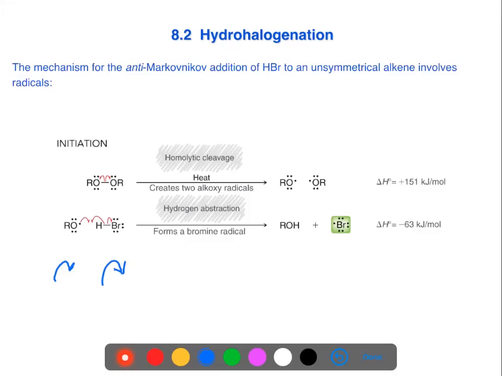And so the movement of a single electron, one from the oxygen center, one electron from this HBr bond, generates a molecule of alcohol. But the reactive species that we're generating in this initiation step is really the bromine radical. And so this becomes the reactive species that interacts with our unsymmetrical alkene.